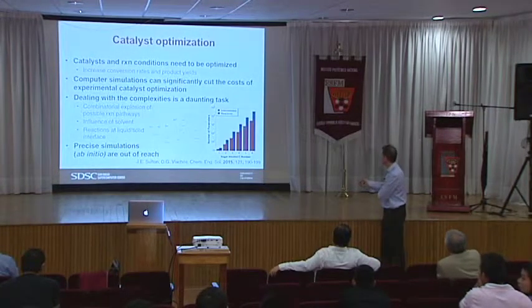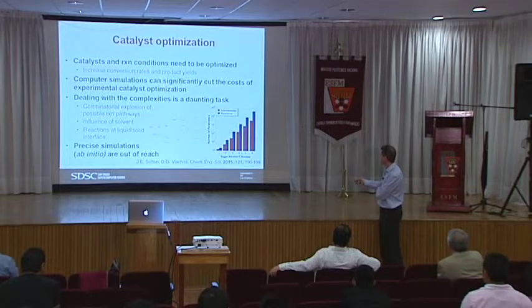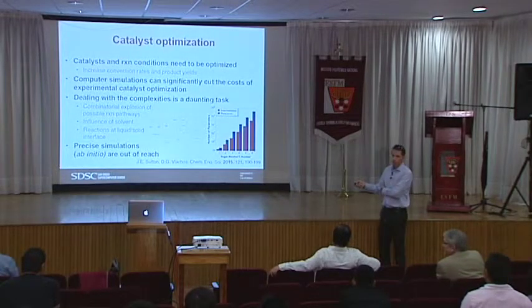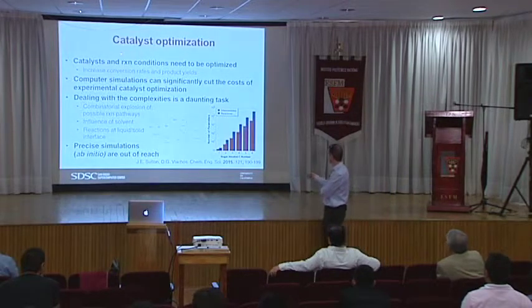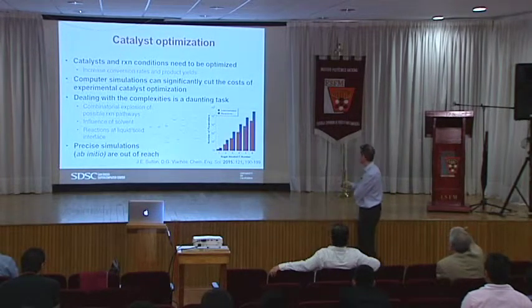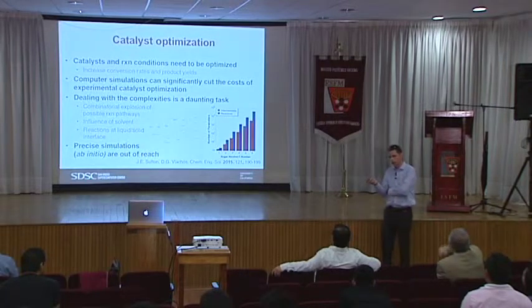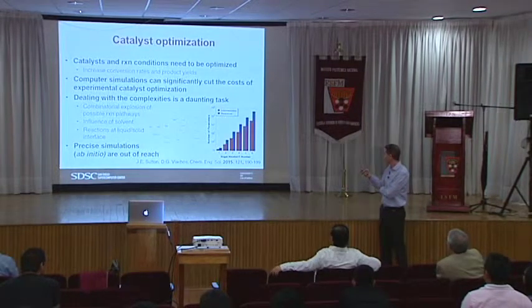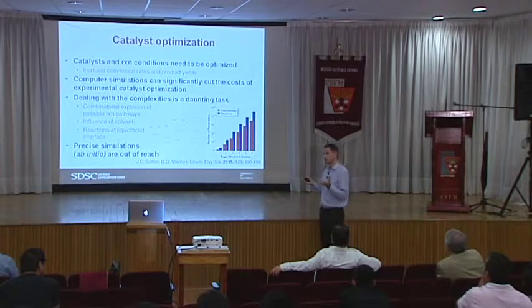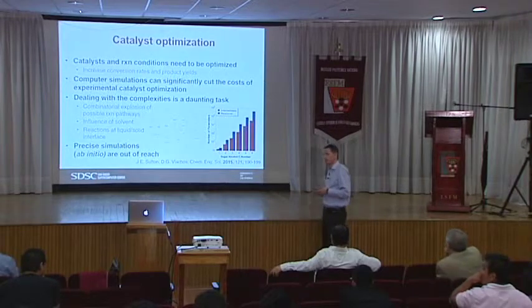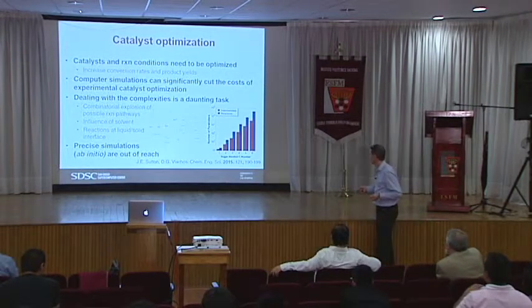And in order to do that, we need to optimize catalysts, so both the catalyst and the reaction conditions. Of course, this can be done experimentally, but computer simulations potentially can significantly cut the costs of these experimental catalyst optimizations. Now, the problem is that it's a daunting task to deal with the complexities involved because we have very big reaction networks. There are a lot of reactions that can happen, and taking all of this into account is very complex.